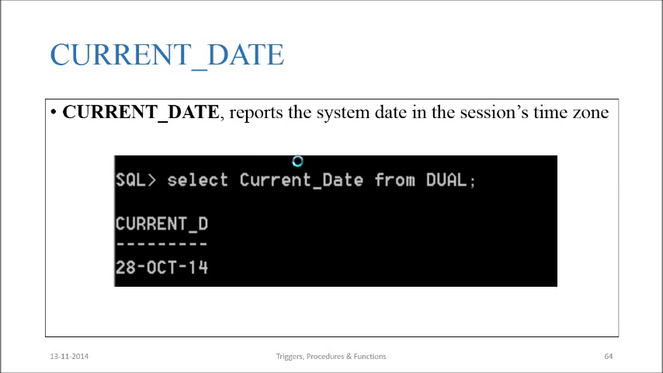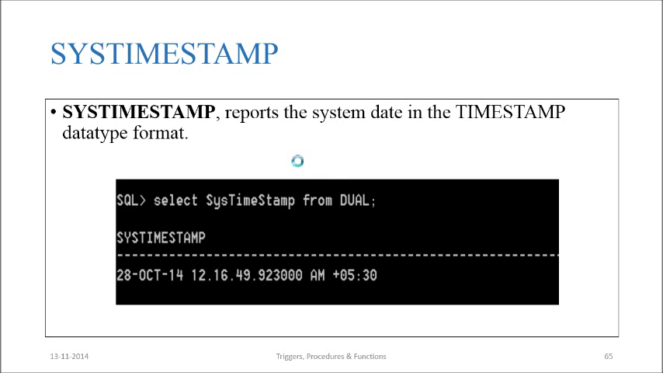CURRENT_DATE reports the system date in the session's time zone. Next comes the SYSTIMESTAMP. It reports the system date in the timestamp date format. That is, the timestamp format includes the date, month, year, then the hour, minutes, seconds and milliseconds, and also the time zone, that is +5:30 time zone, and it specifies whether it is AM or PM. It has the full date function.